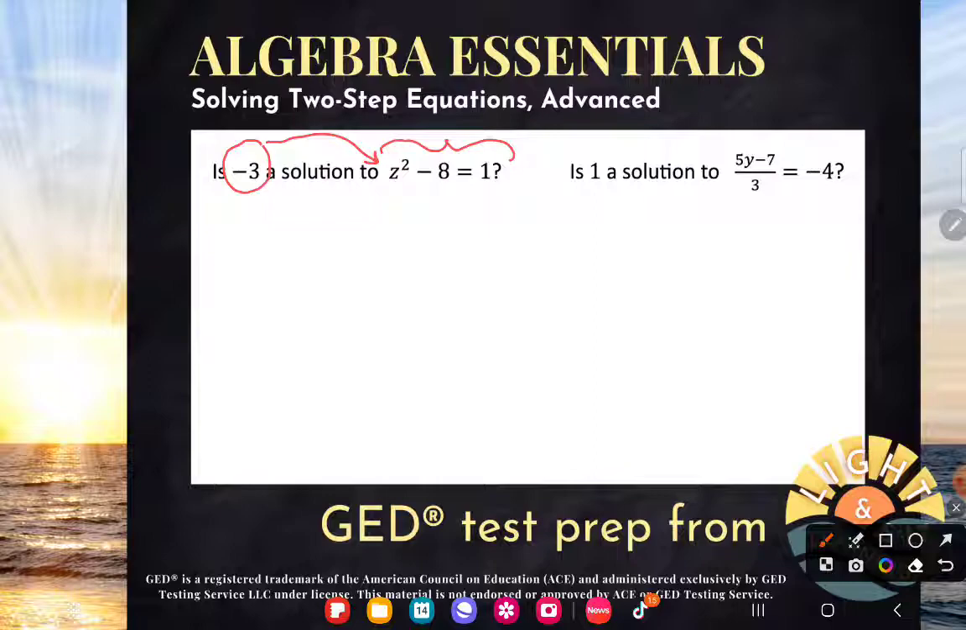But here's where they go wrong. They go wrong in their substitution step. They say, okay, I'll turn z into -3. I'll square that. I'll subtract 8 and see if that's equal to 1. That's all that symbol means. The equal sign with the question mark, guys, just means I'm asking myself a question. I'm not sure if these two sides are equal.